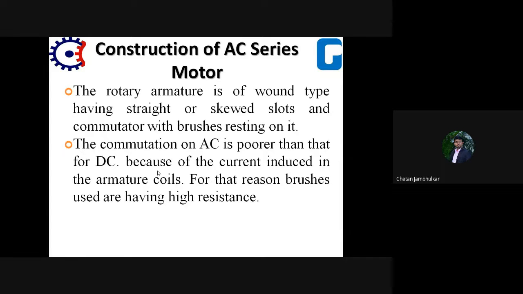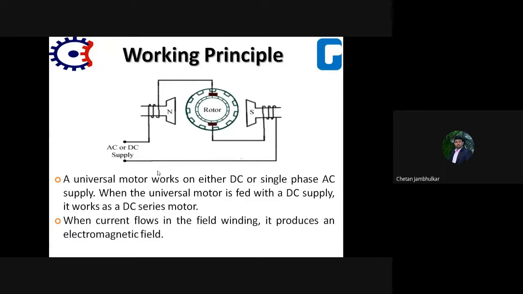So the commutation on AC is poorer than on DC, because of the current induced in the armature coils. For this reason, brushes having high resistance are used. So high resistance brushes are used for this current induced in the armature coil. So this is the working principle of the AC series motor.